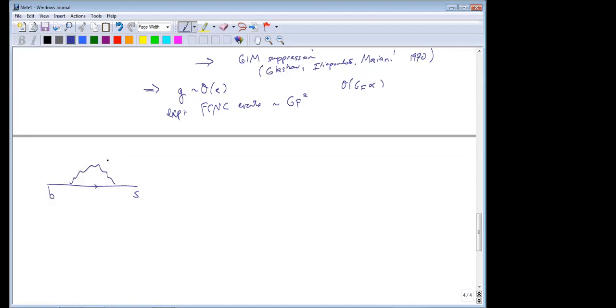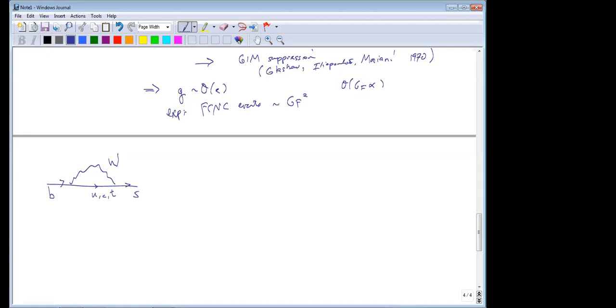You can see I have to work on my pen skills with this tablet. Let's see if I can improve over the course of this lecture. Not going well so far. Here in the loop are the U, C, and T. Okay, so here's a usual B to S transition. It's loop induced in the standard model.